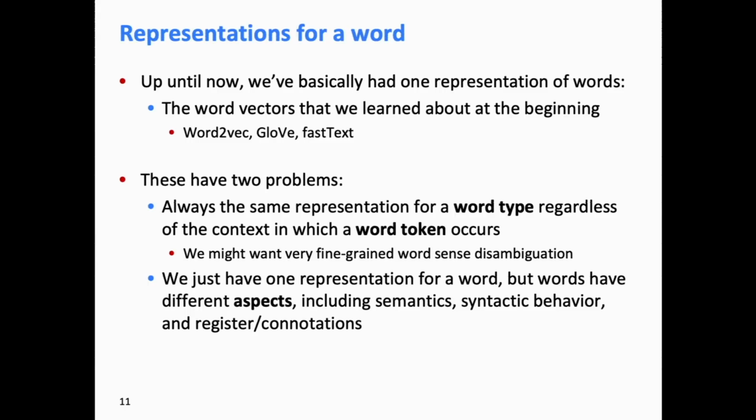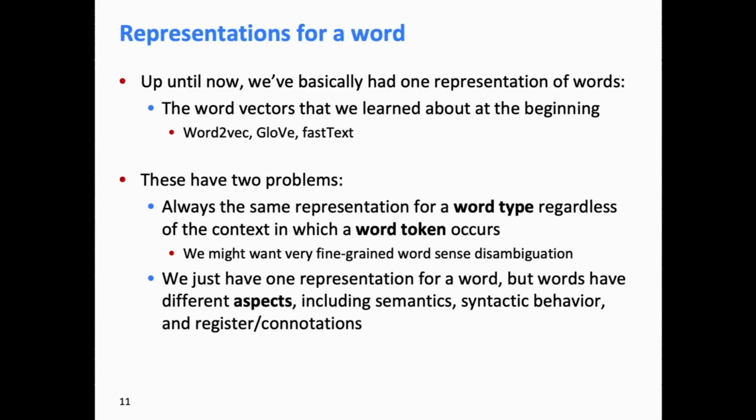And there are even other dimensions. Words also have register and connotation differences. You can probably think of lots of different words for a bathroom, and a lot of those words mean semantically the same, but have rather different registers and connotations as to when they're appropriate to use. So we might want to distinguish words on that basis as well. These are the kinds of things we want to solve with our new contextual word embeddings.